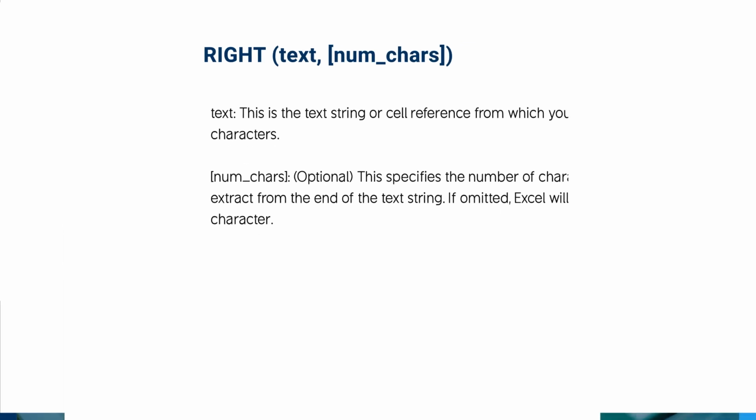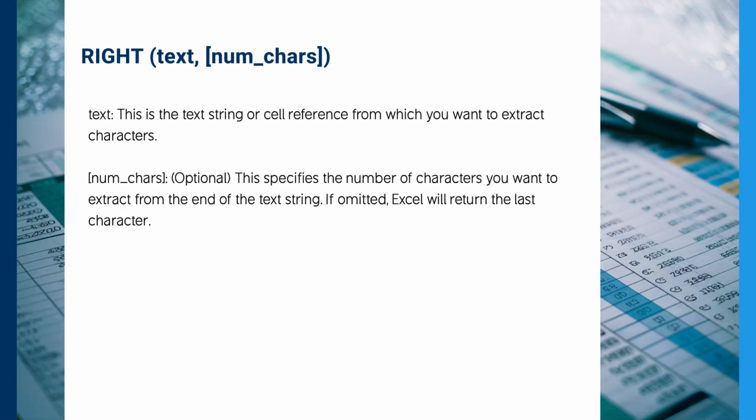Let's dive in. Let's start with the syntax of the RIGHT function. Here's what each part means. Text: this is the text string or cell reference from which you want to extract characters. Numchars, optional: this specifies the number of characters you want to extract from the end of the text string. If omitted, Excel will return the last character.